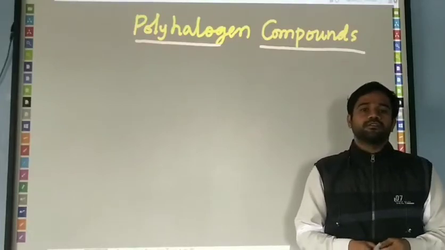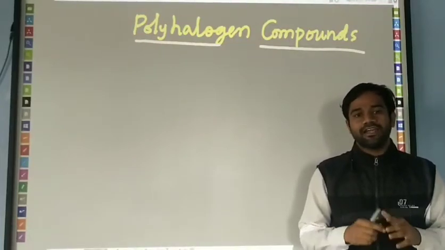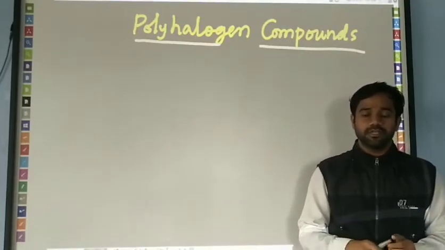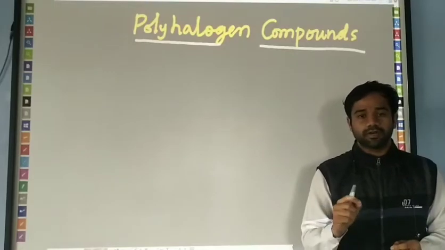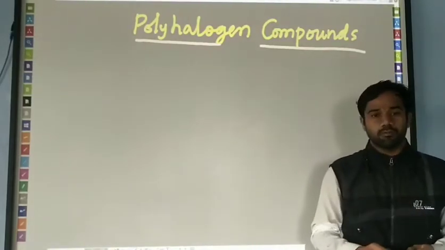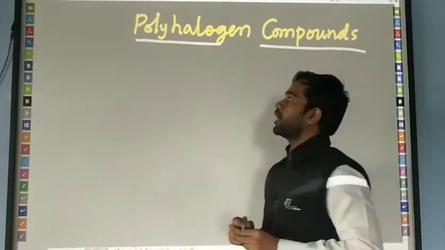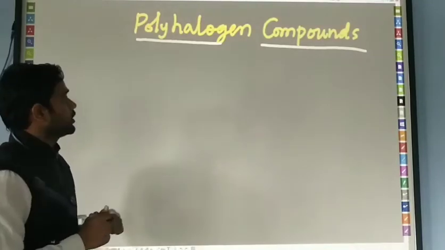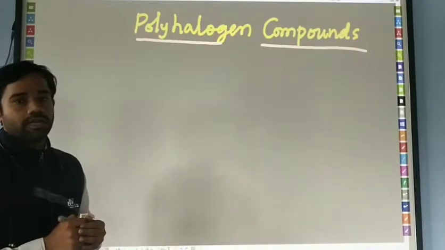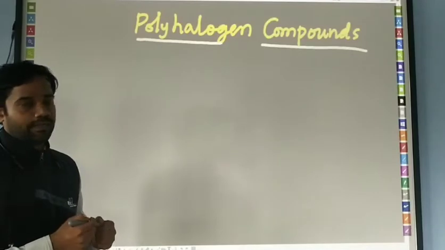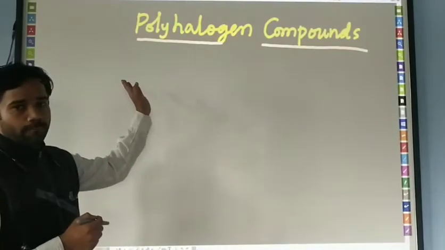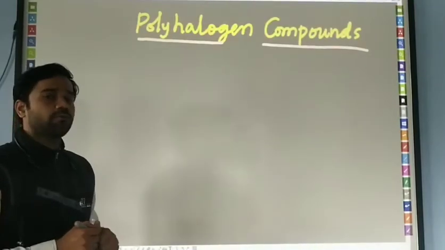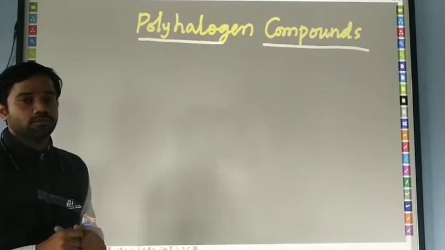Hello everyone, today we are going to start and end this chapter on haloalkanes and haloarenes. In today's topic we are going to discuss our last topic, that is polyhalogen compounds. What do you mean by polyhalogen compounds? As the name suggests, poly means many, so many halogen elements are present. The combination of many halogen elements with organic compounds is known as polyhalogen compounds.